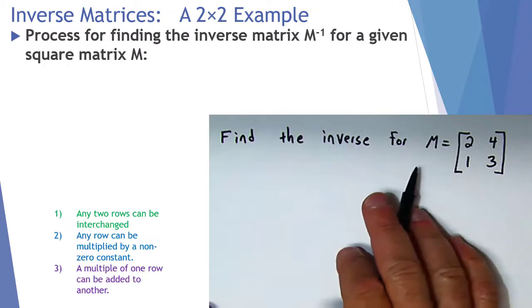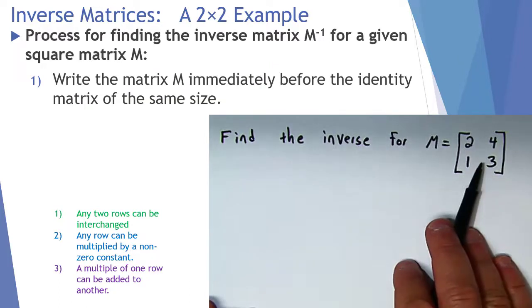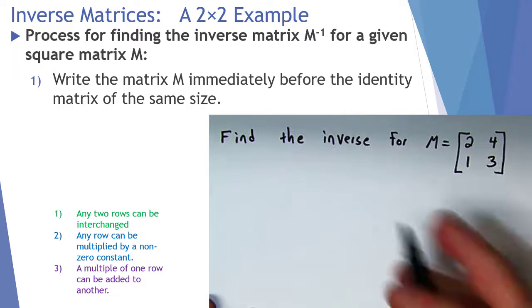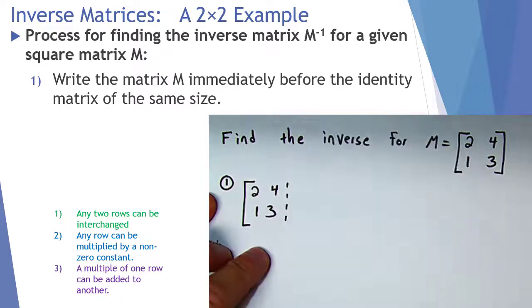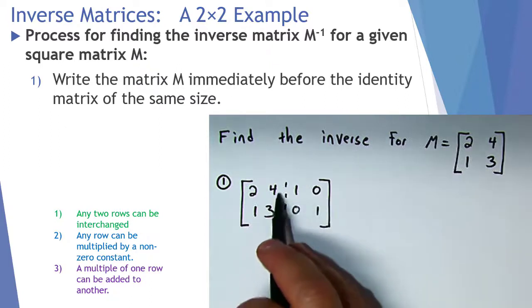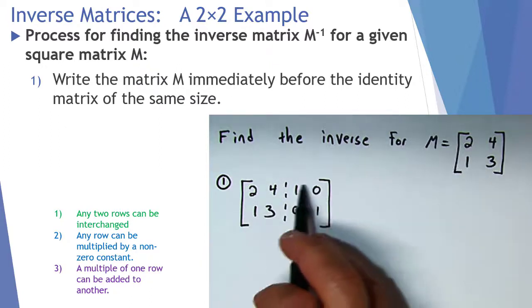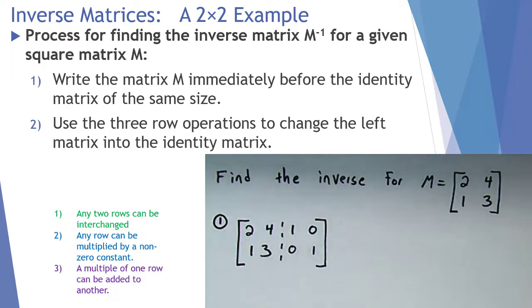So let's find the inverse of the matrix 2, 4, 1, 3, a little 2 by 2 square matrix. The first thing we'll do is rewrite this matrix immediately before the identity matrix of the same size, like this. So I'm really forming a 2-row, 4-column matrix here with the original matrix on the left and the identity matrix for a 2x2 on the right. Now I can use those 3 row operations to change this left matrix into the identity matrix. And that's going to mess up the right side, but that's okay.